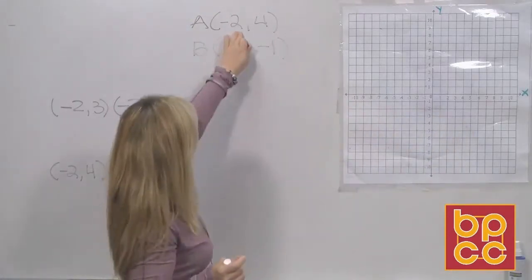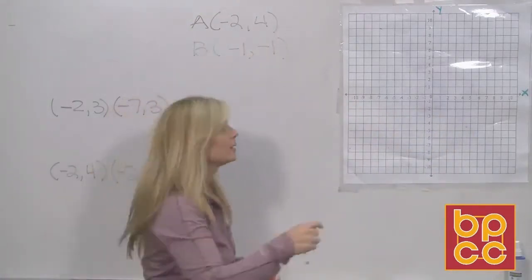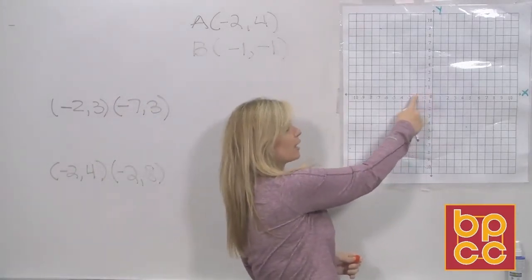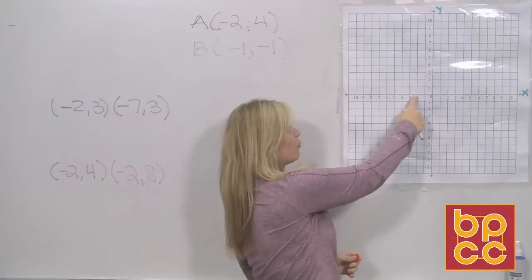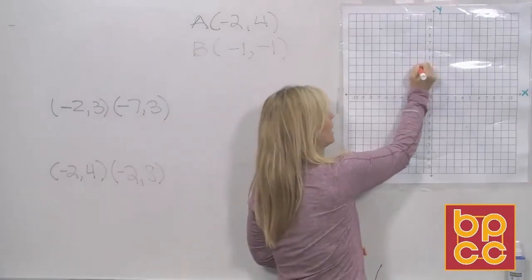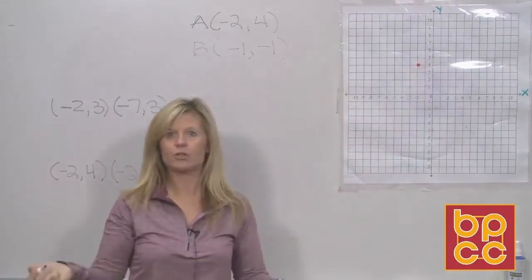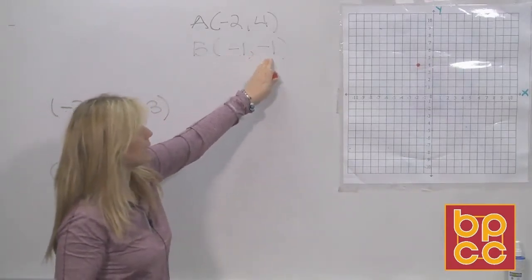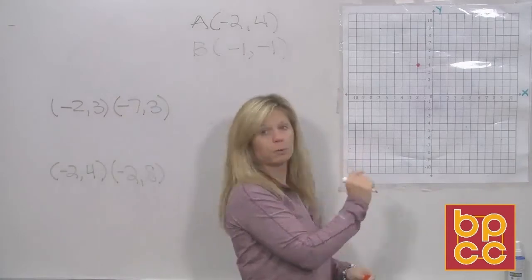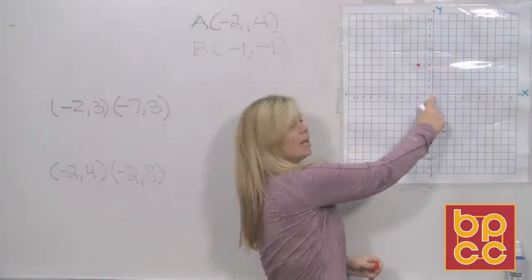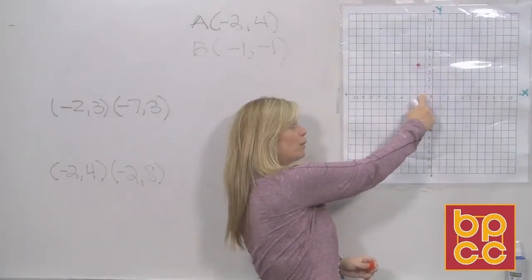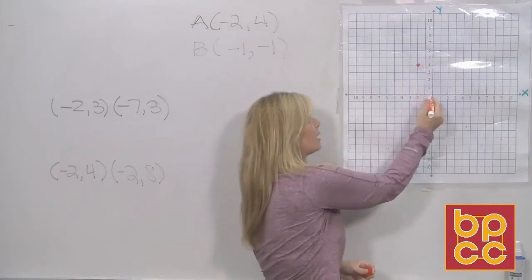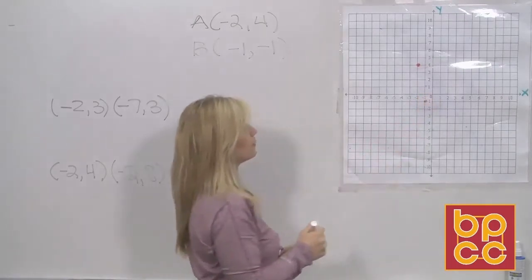So if we plot -2, 4, what does that mean? When you plot a point, you always start at the origin. The -2 means to go to the left on the x-axis, and the 4 means to go up 4. And that point would be in quadrant 2. Now we're going to plot point B, which is -1, -1. So again, when you plot a point, you start at the origin. The x value is negative, that's why we move to the left. The y value is negative, that's why this time we move down. And now we're in quadrant 3.